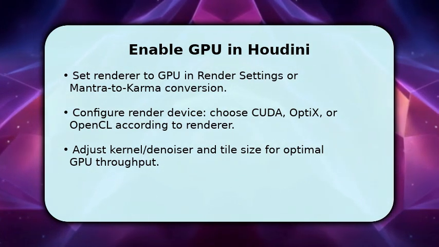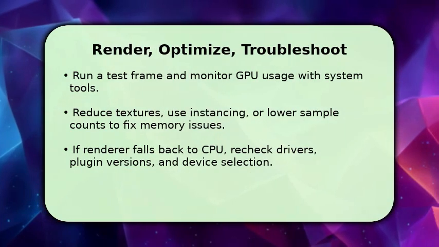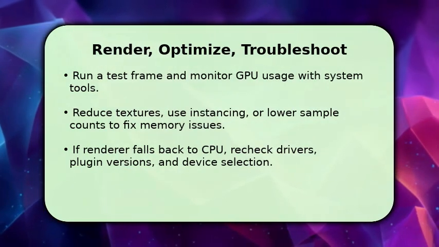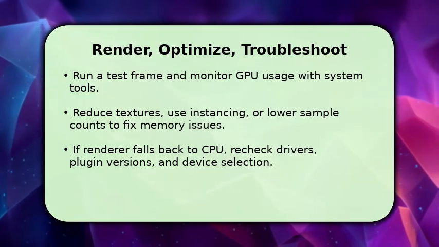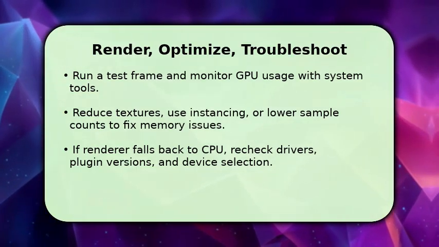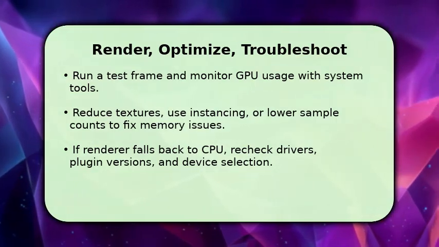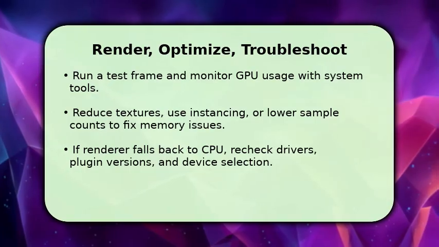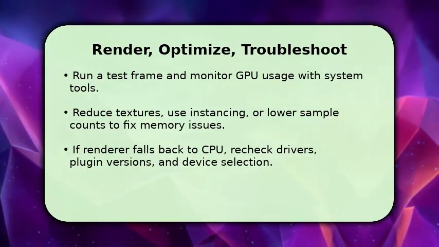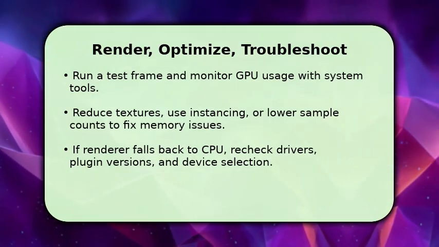Finish by running a test render and observing GPU load and RAM use. If the GPU is underutilized, increase tile sizes, enable more parallelism, or simplify shaders. If you hit memory limits, reduce texture resolution, use instancing, or lower sample counts. Once done, iterate until quality and speed balance.